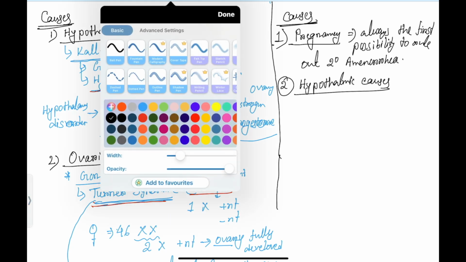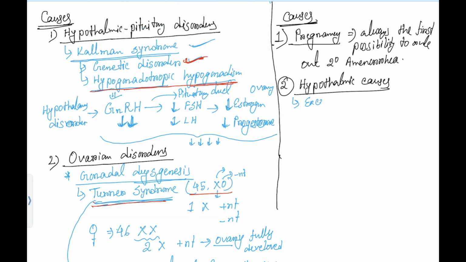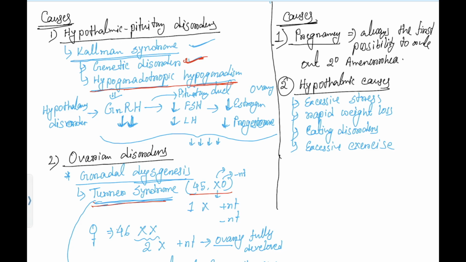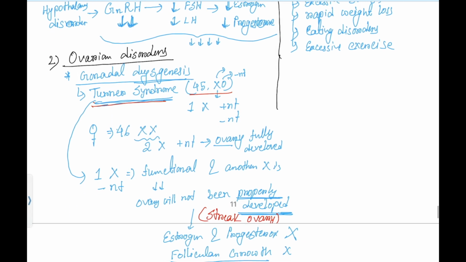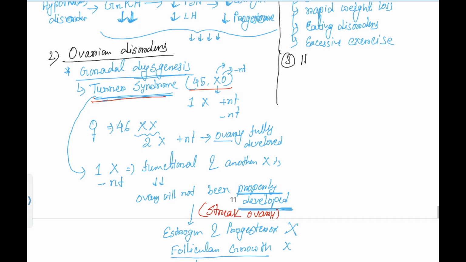What are the causes? Causes like excessive stress, rapid weight loss, any kind of eating disorder, excessive eating or severe diet control, or excessive exercise, all will cause this absence of menstruation and will come under your secondary amenorrhea. Then the third cause we can say is pituitary causes.